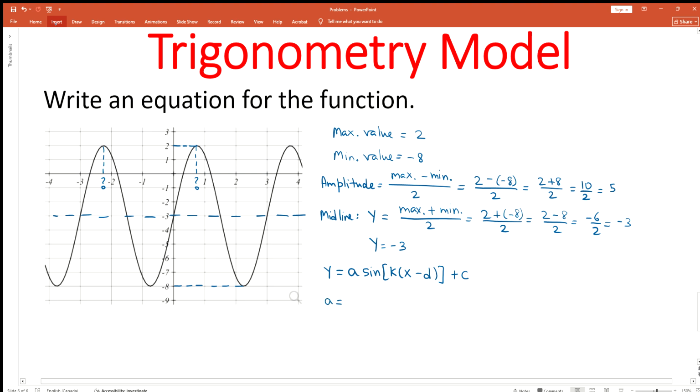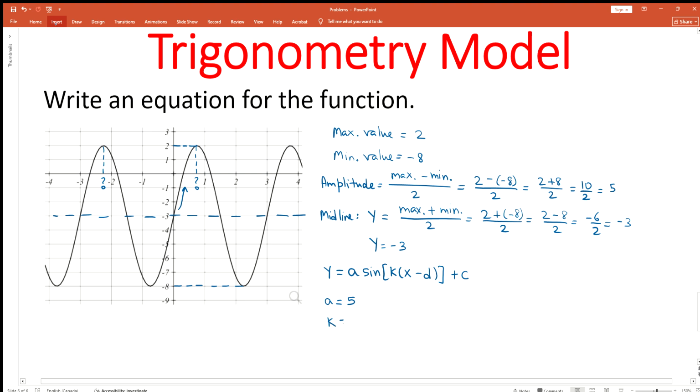In this function, there is no reflection over the x-axis because as we can see the graph goes in the upward direction from left to right after crossing the vertical axis. So the a value is equal to the amplitude value 5.